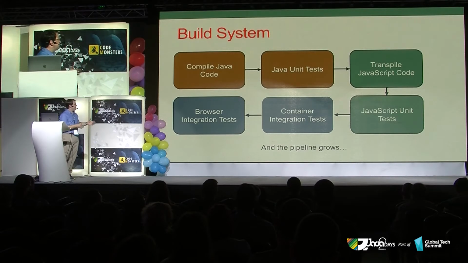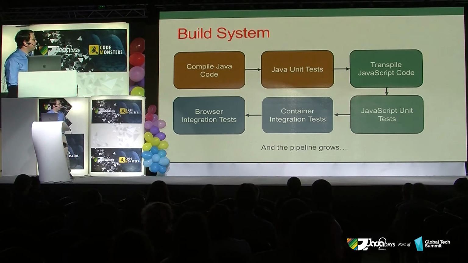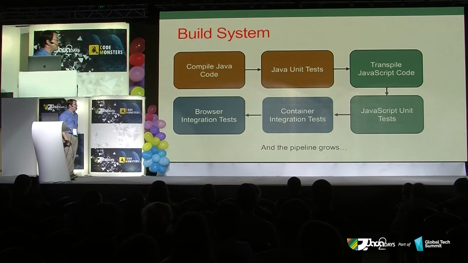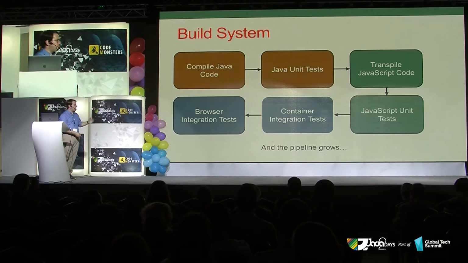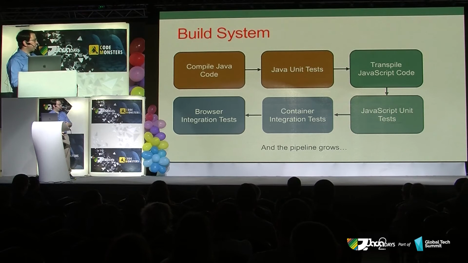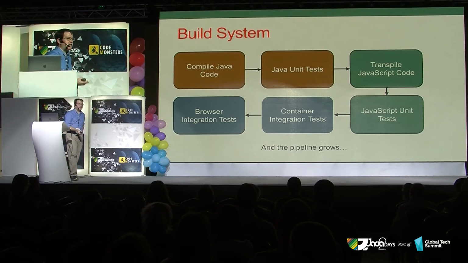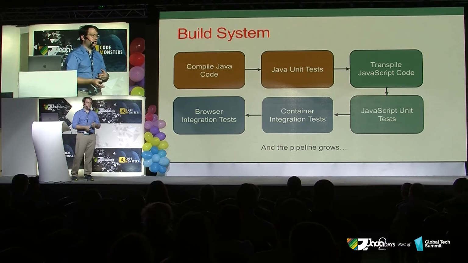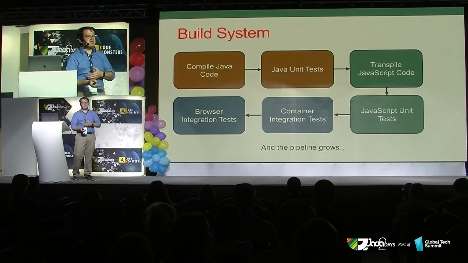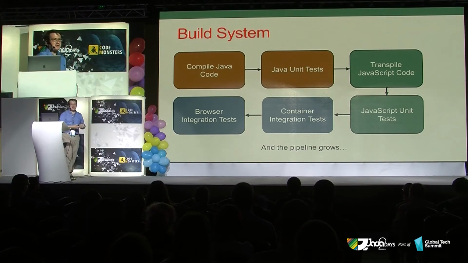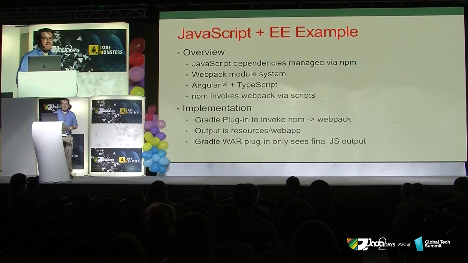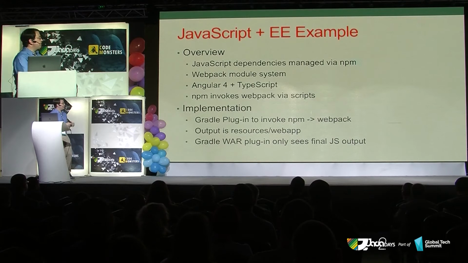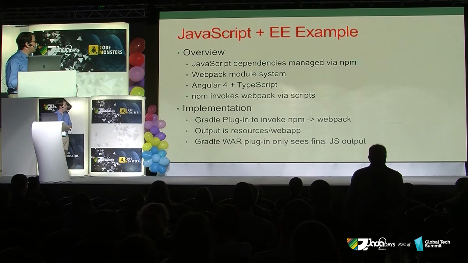So the typical build and test cycle would be: you compile your Java code, run your unit tests, transpile your JavaScript code, run JavaScript unit tests, and then the container integration tests, and then the browser integration test to verify that the JavaScript code running in the web browser is able to correctly call the back end. So this saves you the problem, if you made a change to Java code, of deploying your application, opening the web browser up and seeing whether the JavaScript code is still able to talk to the back end. You can now automate that entire thing and have it done using integration tests. In order to do this, as I mentioned, the JavaScript dependencies are managed via NPM.